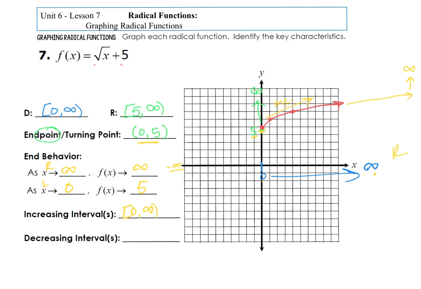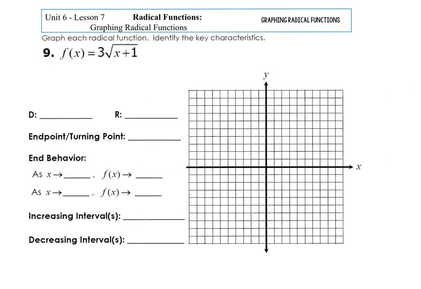It actually starts at 0 and it equals 0 for that increasing value and heads to the right forever. It is never going downwards, so we do not have a decreasing value. Okay, number 9, we're skipping 8. We have 3 times the square root of x plus 1.